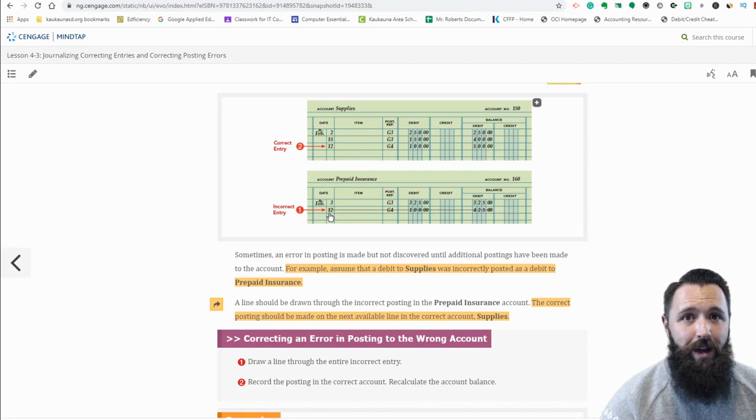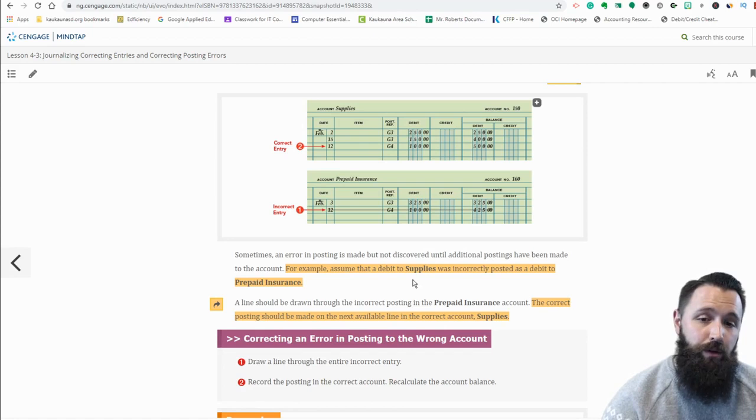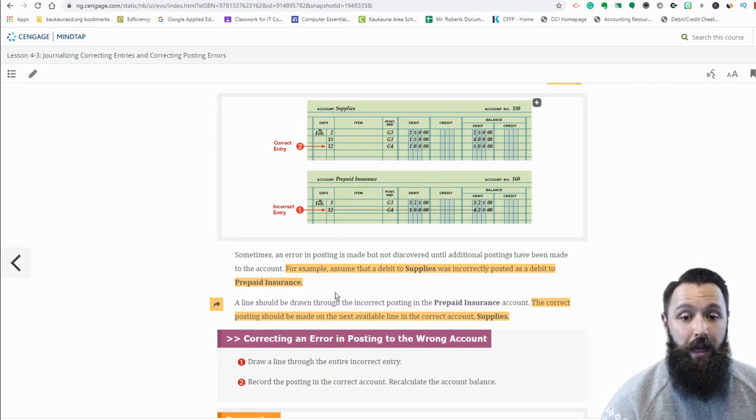And this transaction took place on the 12th. If we look at supplies, we've already had a transaction on the 15th. So you can see, for example, assume that debit to supplies was incorrectly posted to a debit of prepaid insurance. That's exactly what I just explained. A line should be drawn through the incorrect posting in prepaid insurance. So you see, we just draw a line across the entire thing, a clear, concise line. The correct posting should be made on the next available line in the correct account, supplies.